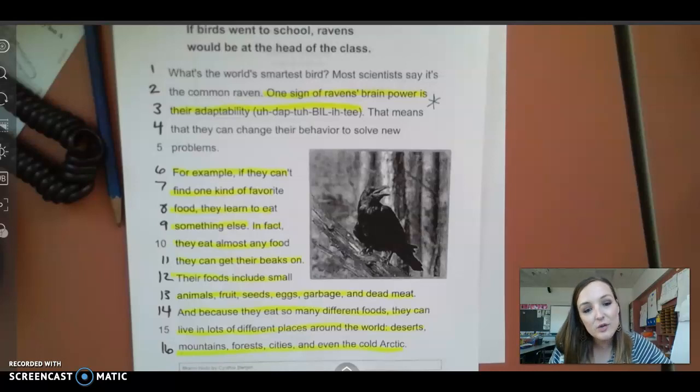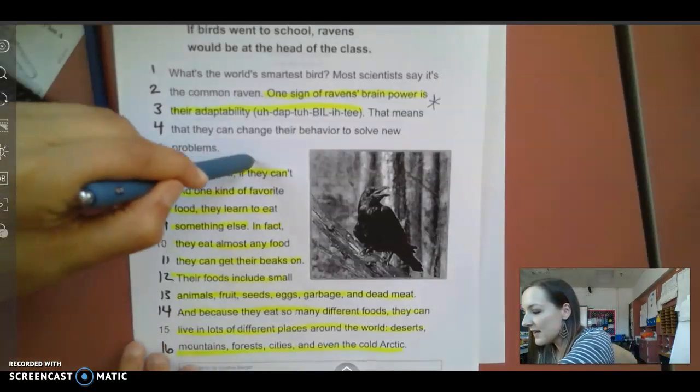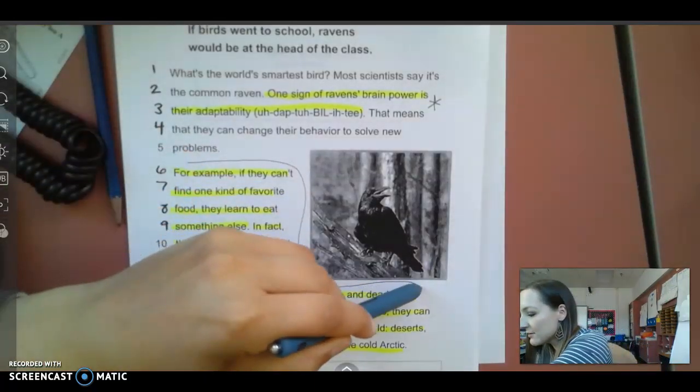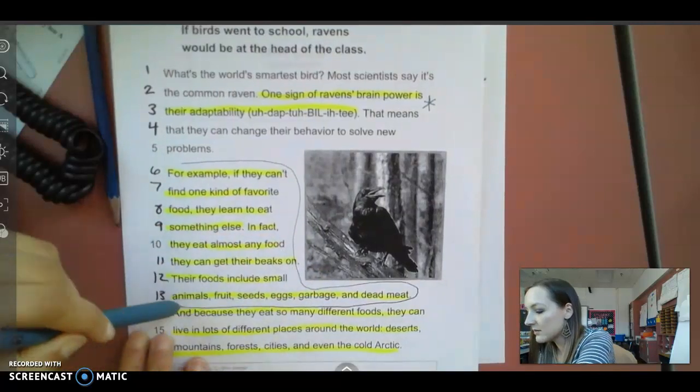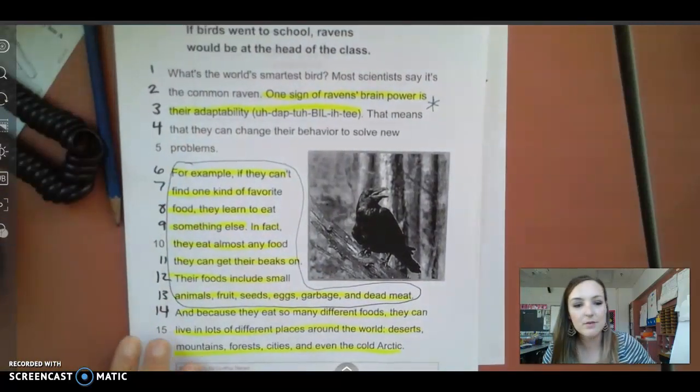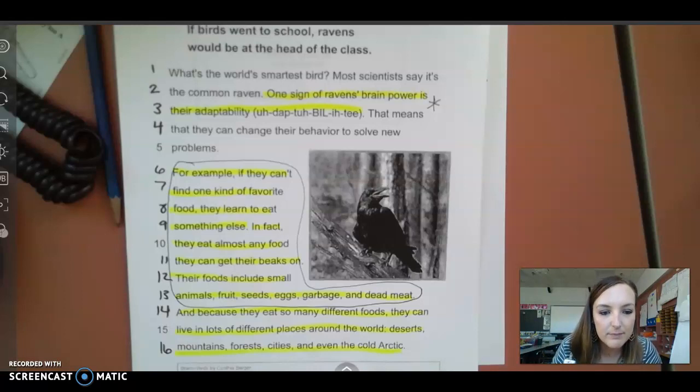Now the middle section where we found our evidence, I'm going to circle that. Even though we already highlighted it, I'm going to circle it because this tells me this is my evidence. So my circle looks a little bit funny, but I'm circling that whole section there that we highlighted.